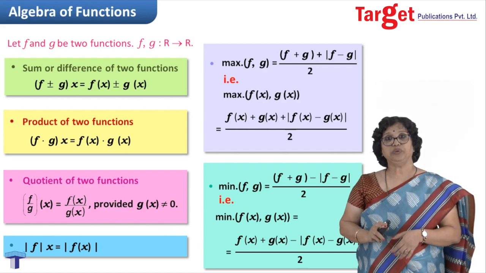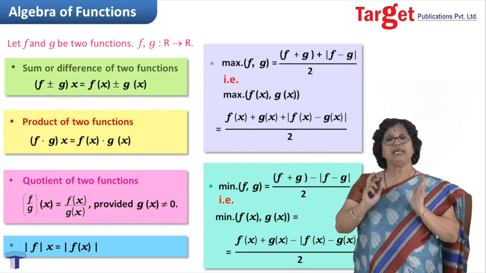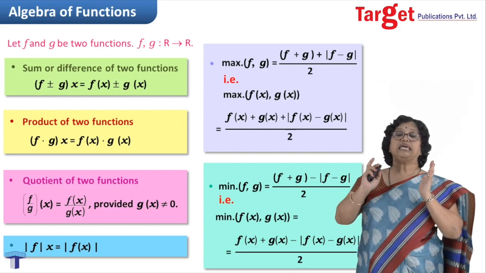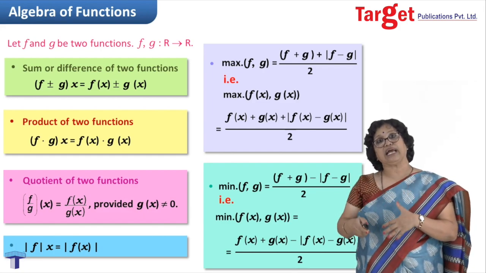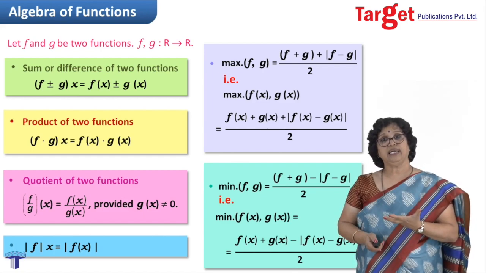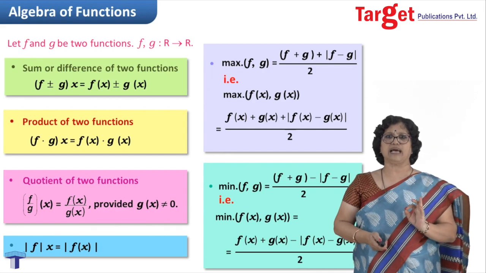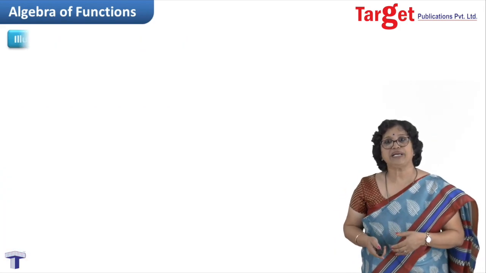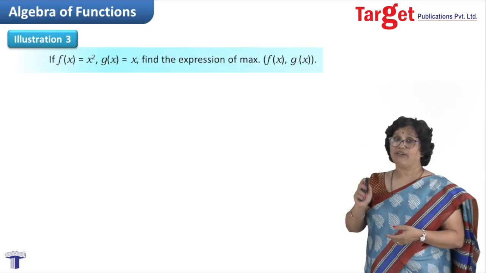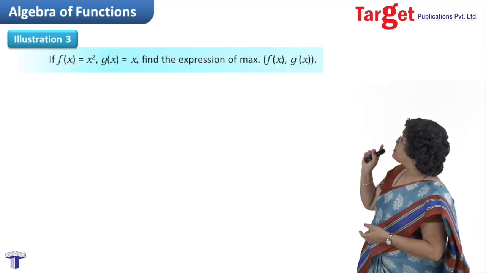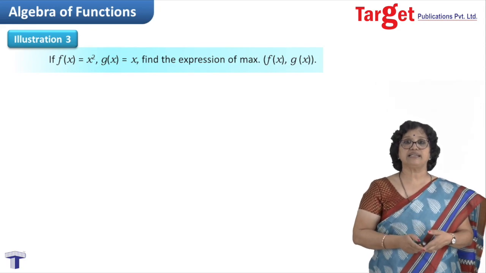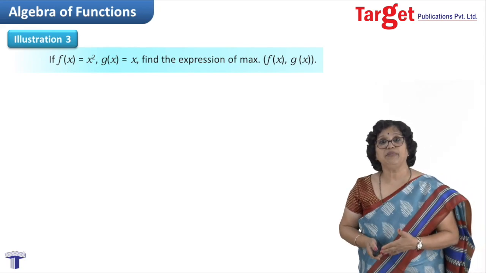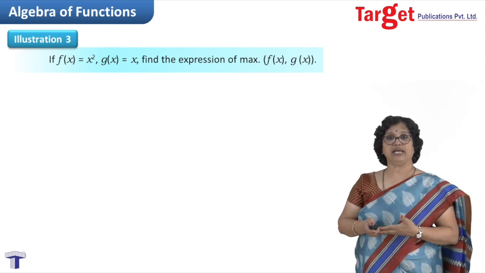These last two look a little scary, but please don't get scared. Keep revising them and then you will get hold of those two formulae. Now let me take one quick example so that you will have some relief. That example is based on the maximum of f(x) and g(x), where f(x) is given to be x square and g(x) is given as x. And we have to find the maximum of f(x) and g(x).